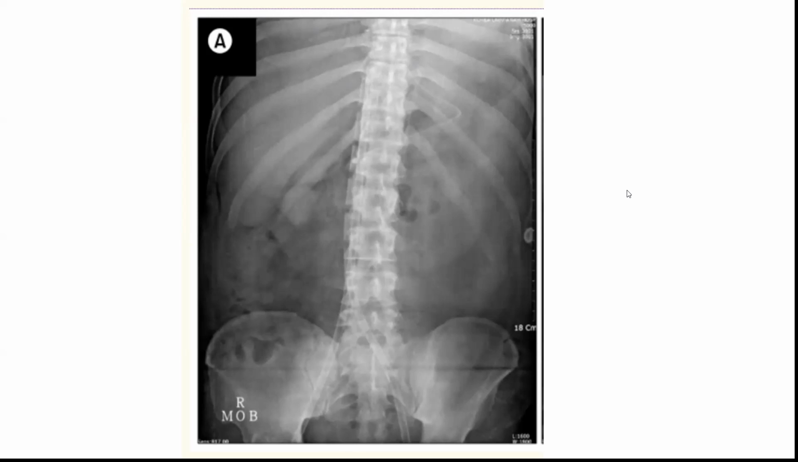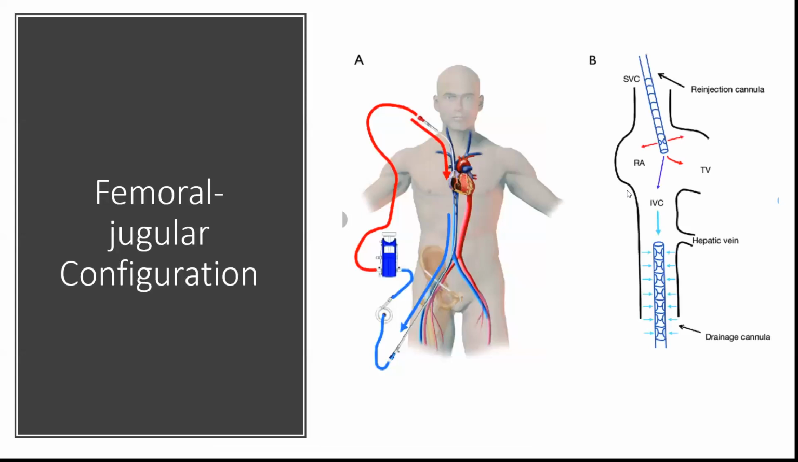I'll show you a picture of how it can happen with the FEM-IJ in a second. So here's the FEM-FEM. This is how it'll look on x-ray, because we're checking x-rays every day on our cannulas with these patients. So the femoral jugular configuration, the drainage cannula, this is the most common. You can have it the flipped way, but this is the most common way to have it. But again, the inflow is just distal to the hepatic vein, and then the outflow from the circuit, again, is in the RA.